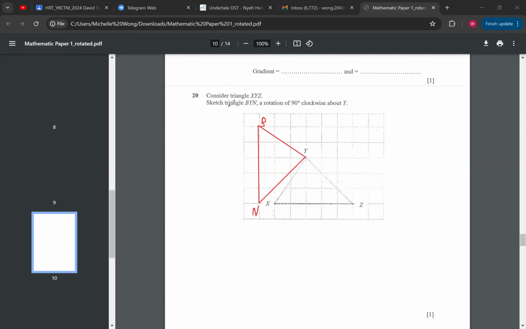If you wonder how I get the points, it is because you see X, Y, Z turning into B, Y, N. So X will become B. When you rotate 90 degrees, this X will reach this B, and this Z will reach this N. That's how I know where to write.